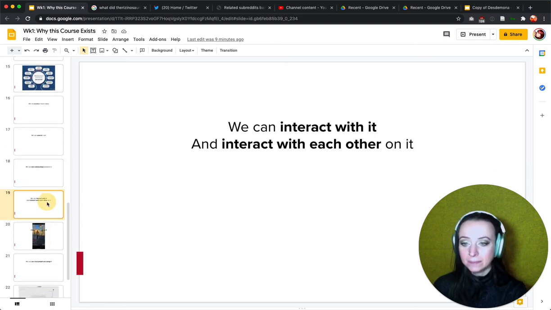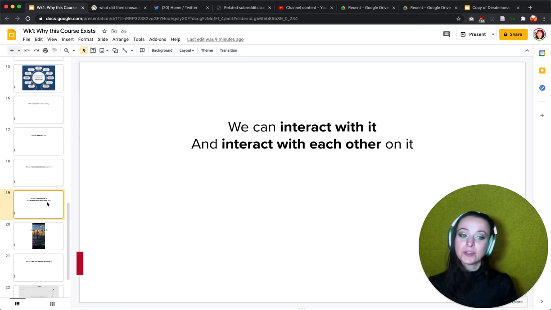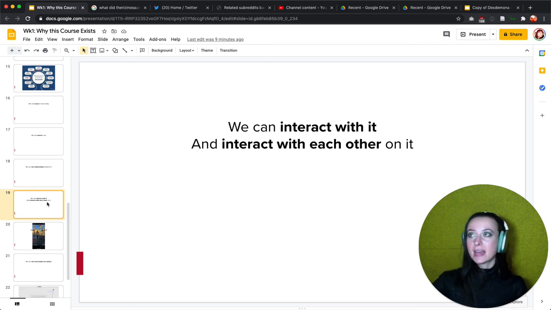We can interact with it, right? This is a huge, huge piece of digital media. Digital media is two ways. Because things are digitized on the computer, we can interact with computers. So we can interact with that media rather than media being fixed. A book is pre-written.